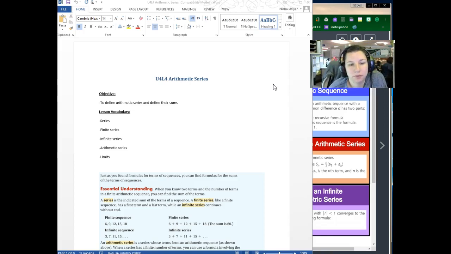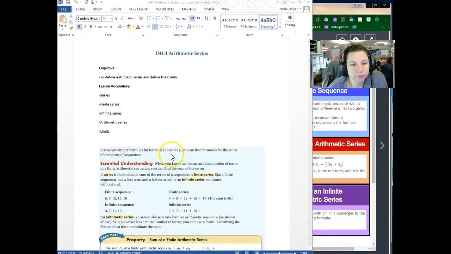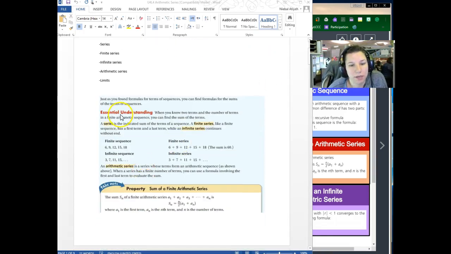So we have different types of series. There's finite and infinite. So finite have set limits, from this term to this term. Infinite would be going on forever. I'm going through the vocabulary here. So a series is the indicated sum for the terms of a sequence. Finite has a start and a finish. Infinite, they would just keep going. So every time you get to the next term, it just keeps adding and adding to the sum.